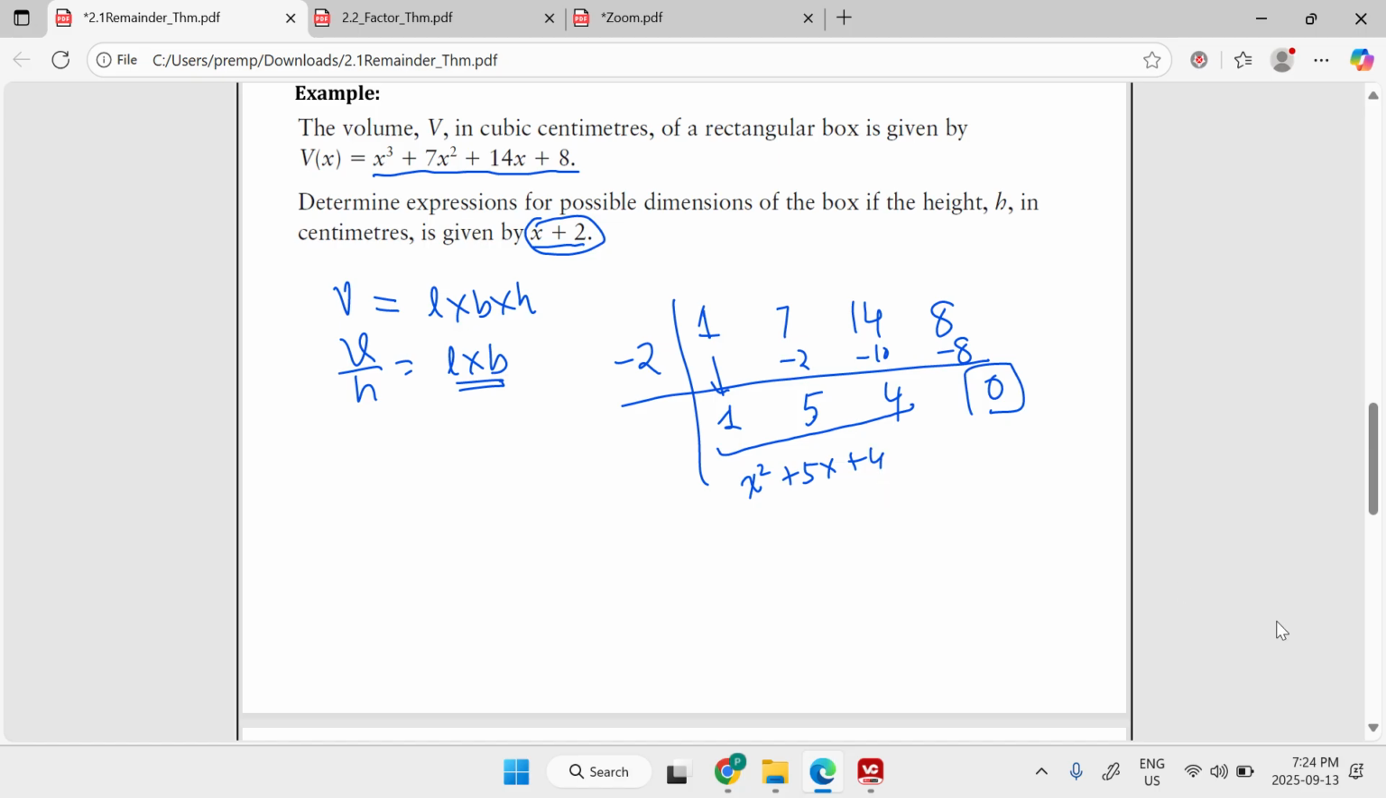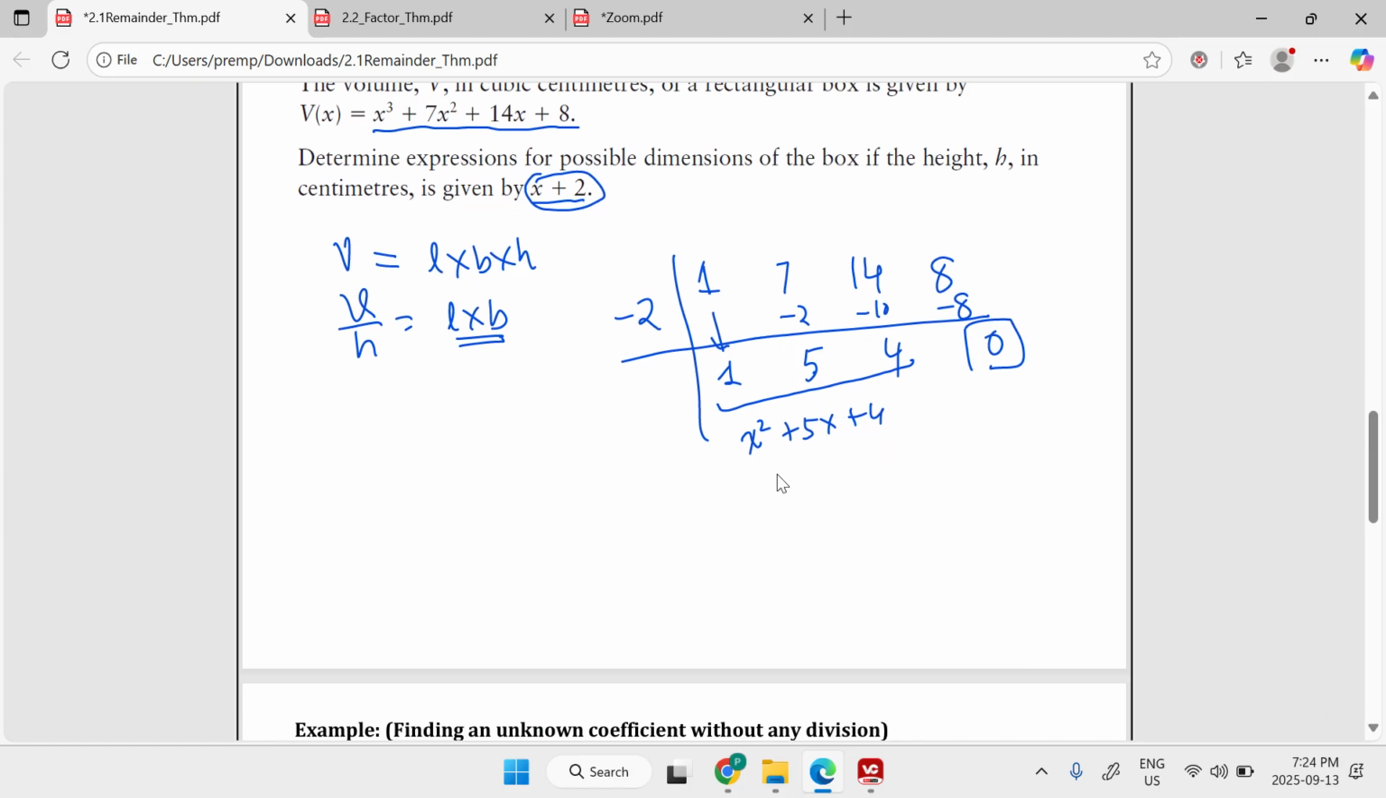4. And then we have to find the factors of this, and you know this is a quadratic, so you can look for two numbers which multiply to 4 and add to 5. So the numbers are 4 and 1, and your expression will be x plus 4 and x plus 1. So the other dimensions are x plus 4 and x plus 1, and you know the height is already given. And then you can also get a question asking what will be the volume if the x value is, say, 10. So simple, just plug in the value of x.